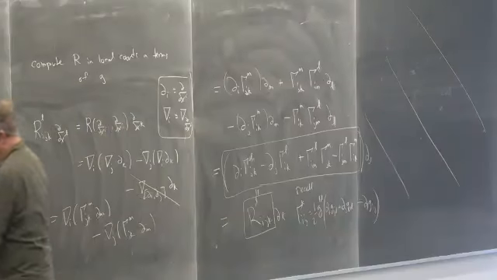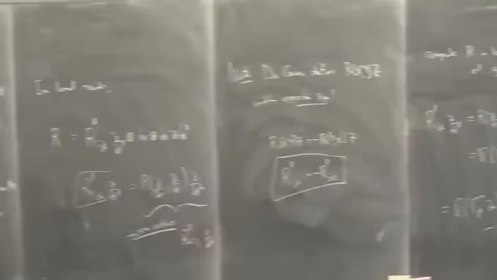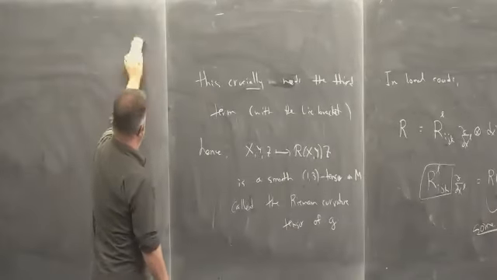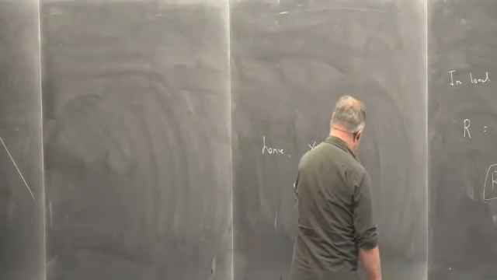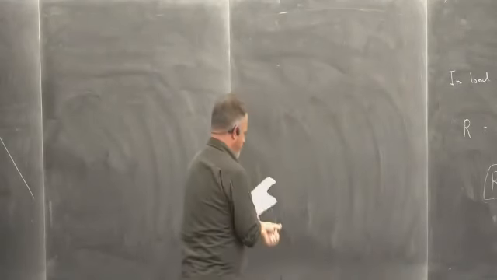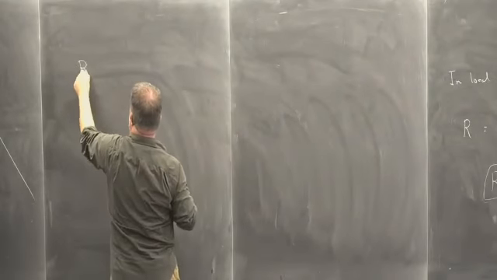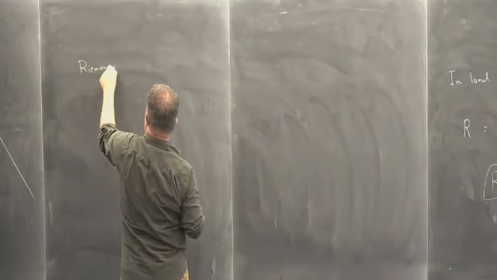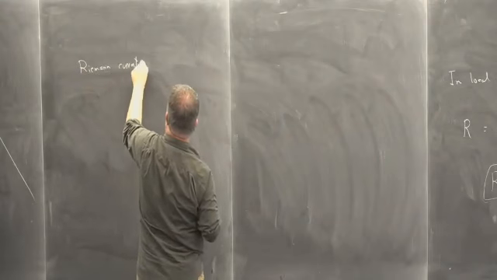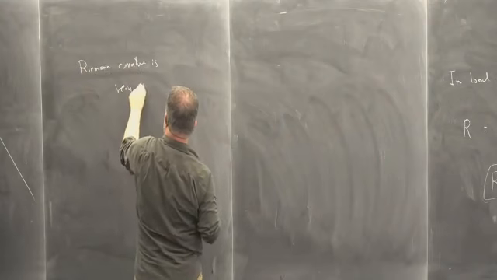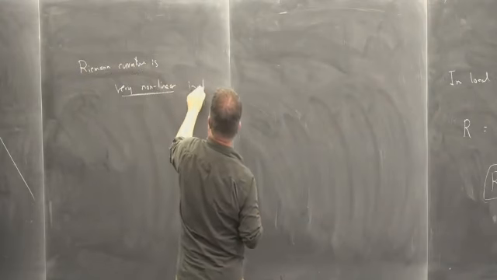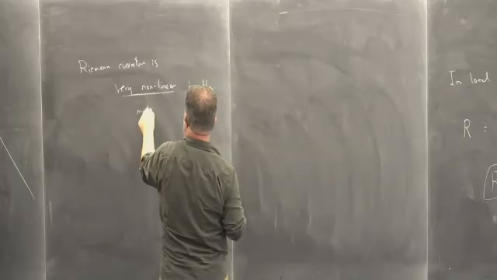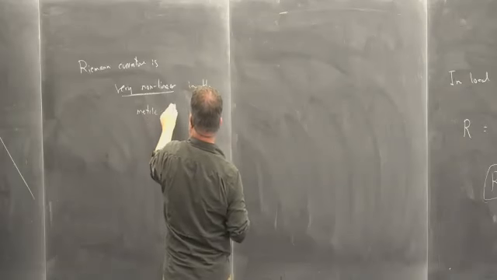Okay, so let me just state that for emphasis. And this is the reason why Riemannian geometry is non-trivial, right? Because the curvature is a very nonlinear expression in the metric. So Riemann curvature is very nonlinear in the metric and its first two derivatives.